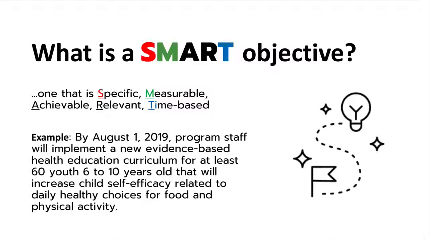Okay? So again, our example objective is by August 1st, 2019, program staff will implement a new evidence-based health education curriculum for at least 60 youth, 6 to 10 years old, that will increase child self-efficacy related to daily health choices for food and physical activity.